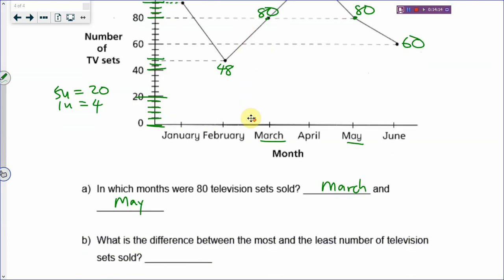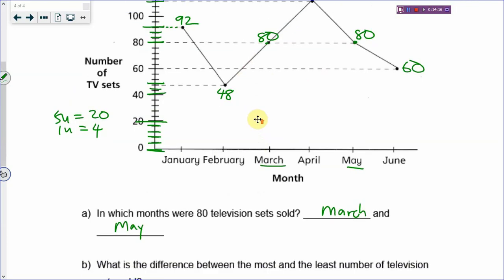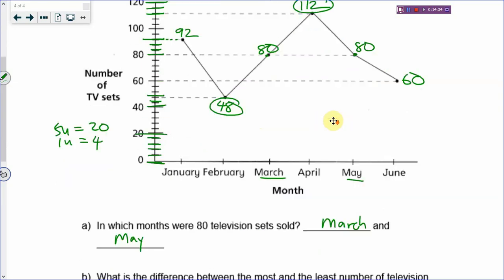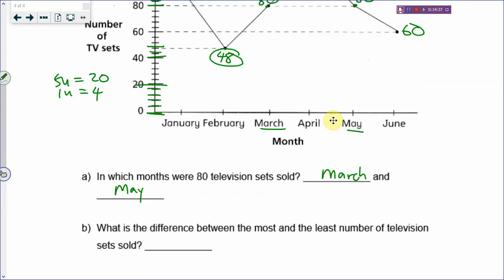What is the difference between the most and the least number of TV sets sold? So how do you find the most number? To find which month has the most, you look for the highest point. And what is the least number? Which month has the least number? You look for the lowest point. And then what's the difference? You take 112 and you minus 48. So what's the difference between the most and the least? 112 minus 48, so you work out the answer, and the difference is 64. So your answer is 64.